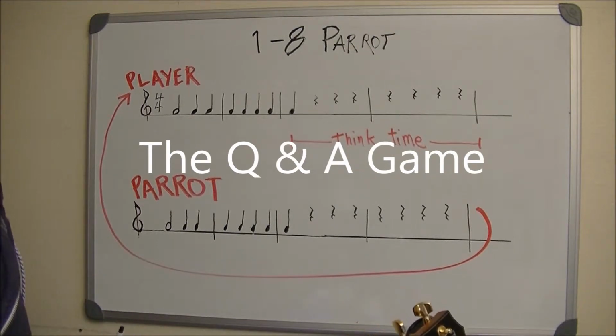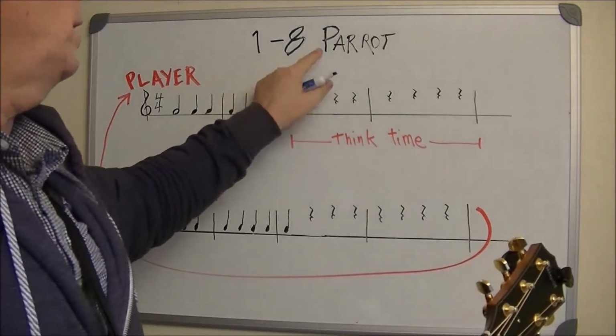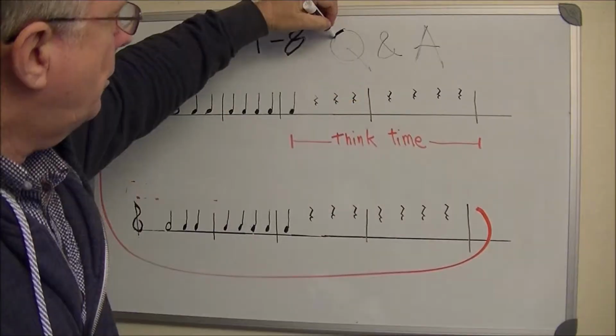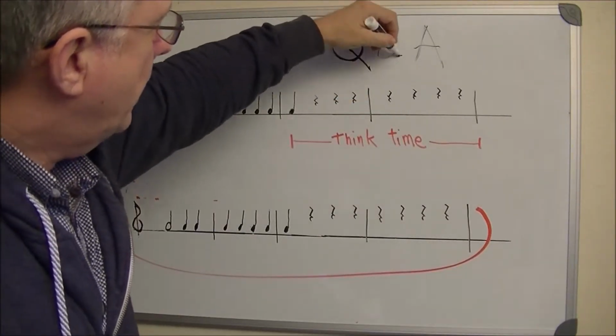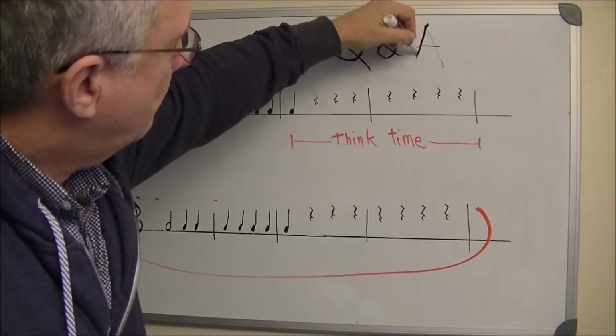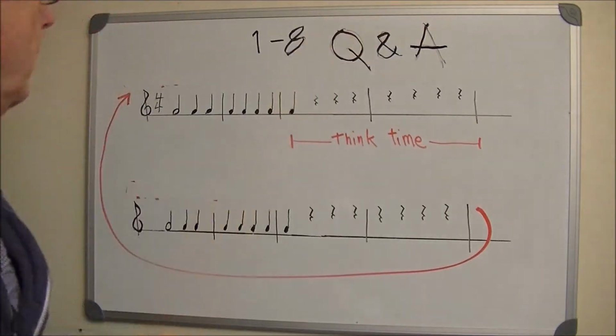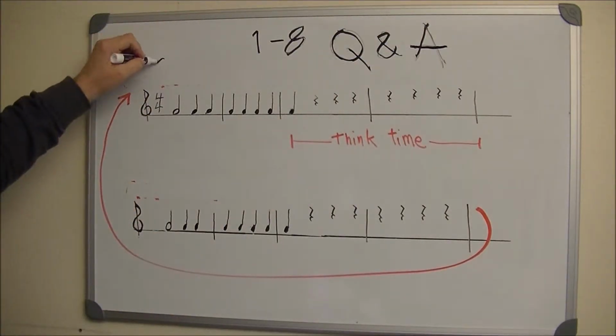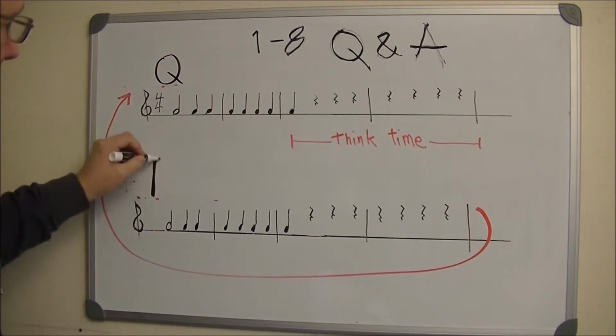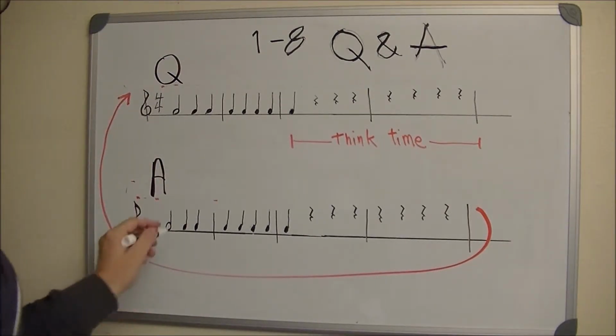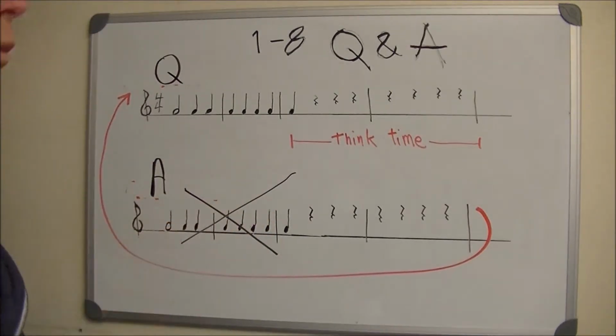Okay, here's an extra that isn't on your page, but what if this was, instead of the Parrot game, Q and A? Question and answer. In that case, we don't have parrot and player. We have questioner and answerer. And this part would be improvised. Now that's much more challenging because you have to have a good sense of what two measures sound like before you play it with any old rhythm you might think up. But otherwise everything's the same. You still have the think time.